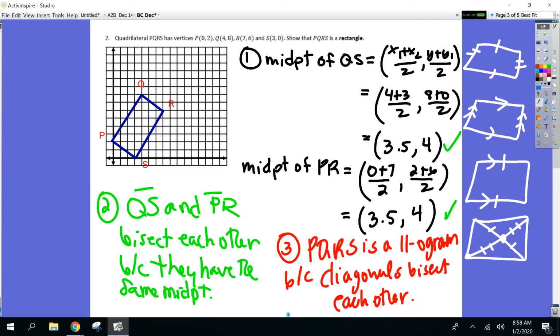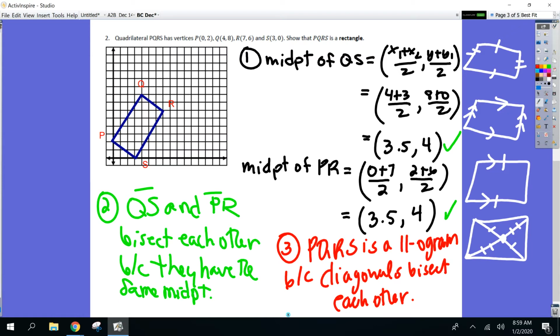Everybody good? Again, if you said congruent, these would all be what formula here in step 1? Distance, and then you would tell me PS is congruent to QR and PQ is congruent to RS because distances are equal, and then it's a parallelogram because opposite sides are congruent. It's the same setup. It's just whatever formula you're comfortable with. We're not done though, are we? Still got to make it into a rectangle.